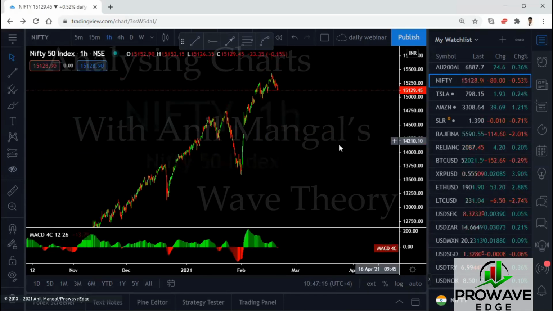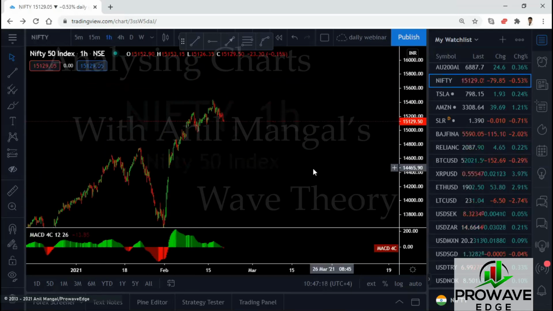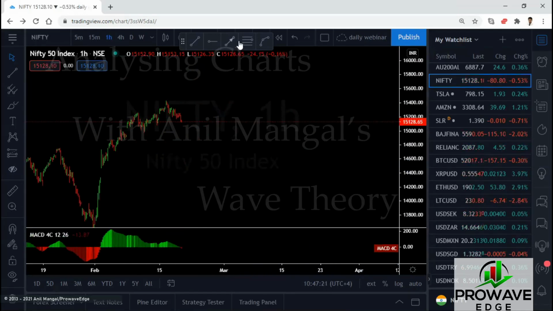Nifty. Okay, it's coming down. There was a sell setup here. One second, guys.